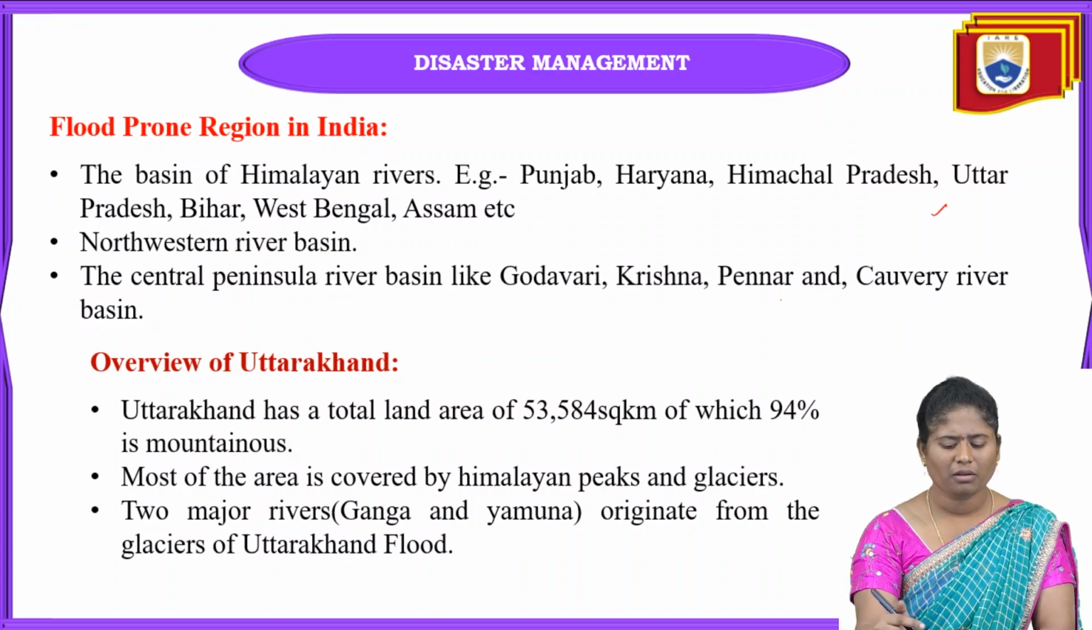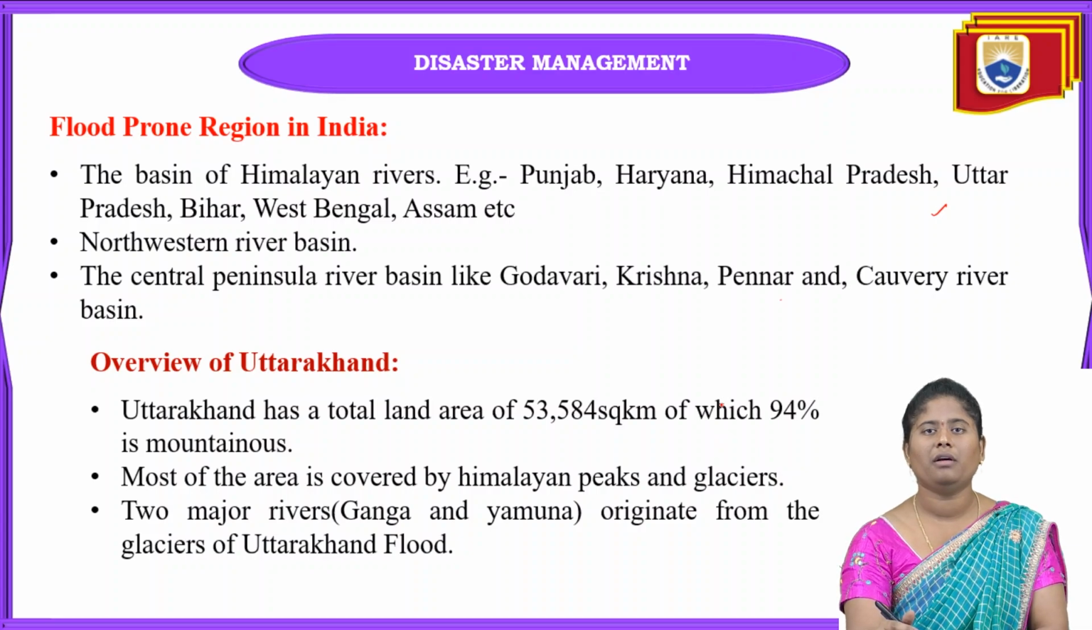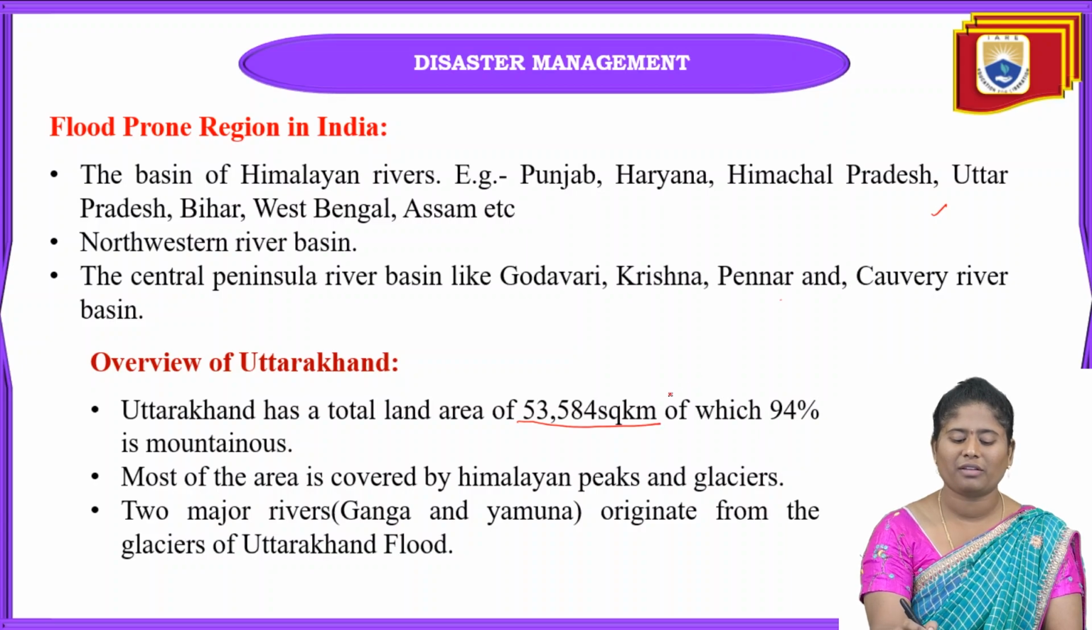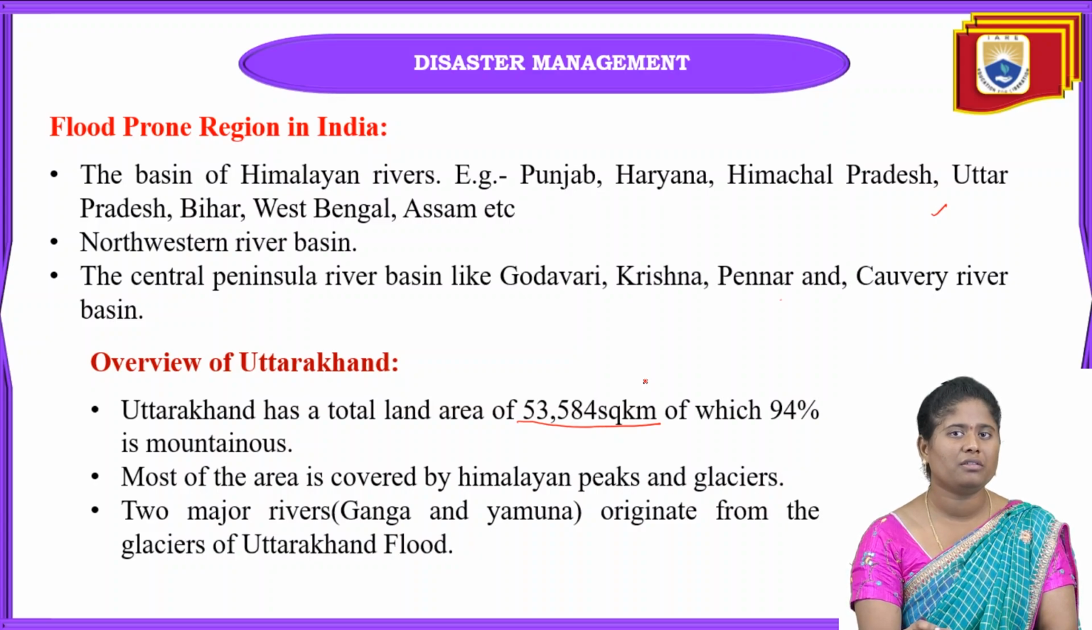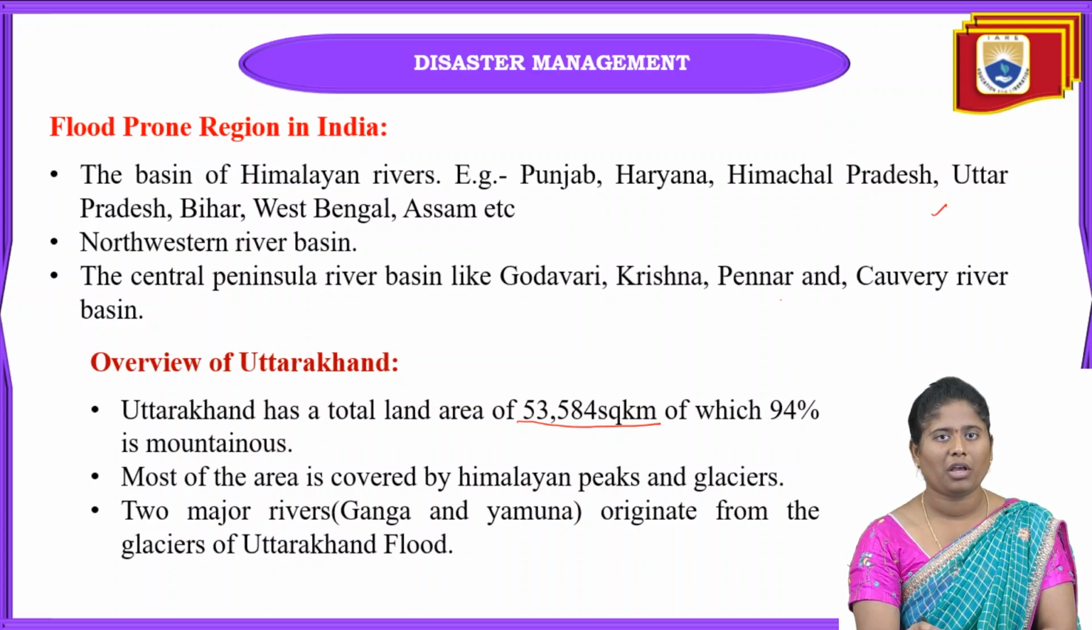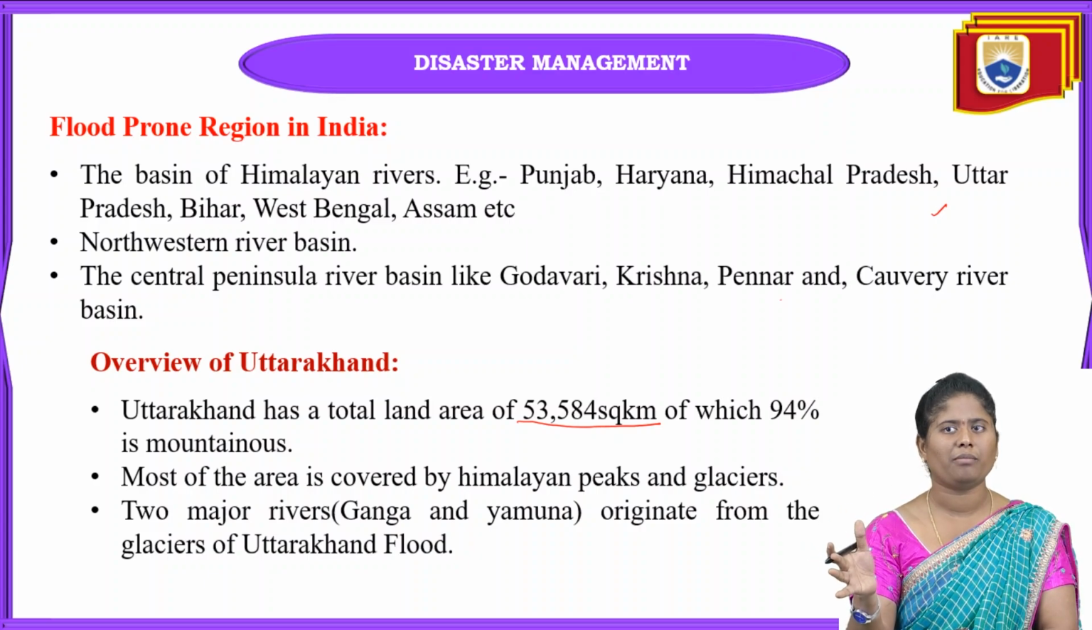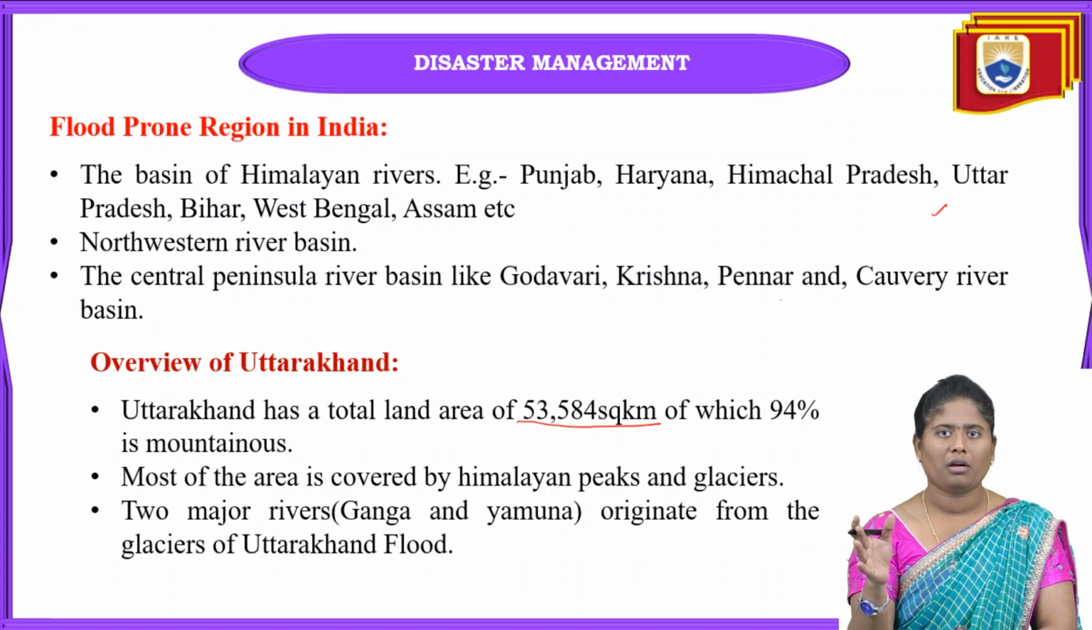Okay. And next one is the overview of our Uttarakhand region. Why? Because overall in our Uttarakhand, you can see the total area of this state is 53,584 square meters, and of this, 94% of the area is covered with the Himalayas only. Because the overall state is like that, 94% is covered with Himalayas only.